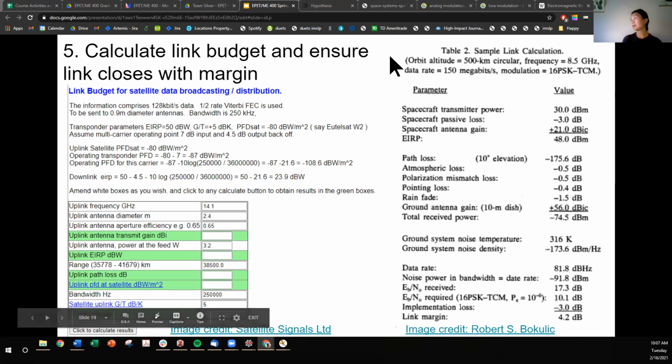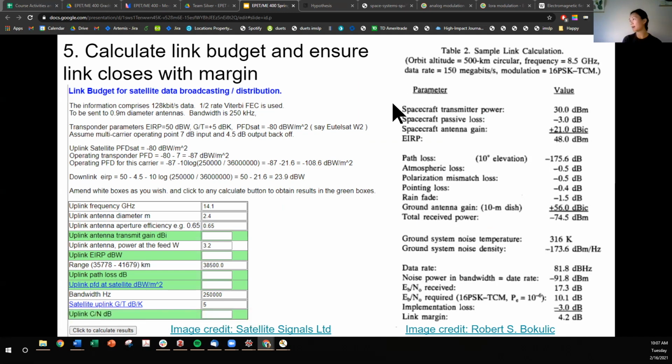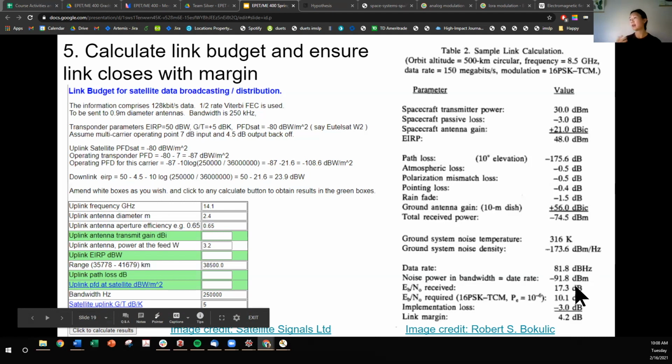Here is a sample link calculation from a paper that I grabbed. I'll just show you that these are different types of parameters that you need to know. The spacecraft transmitter power, the spacecraft passive loss that you'll probably have to estimate, the antenna gain, path loss, atmospheric loss, polarization, etc., etc. Those are all things that you'll have to either look up or estimate to eventually get your link margin. The link margin tells you if the link budget closes.